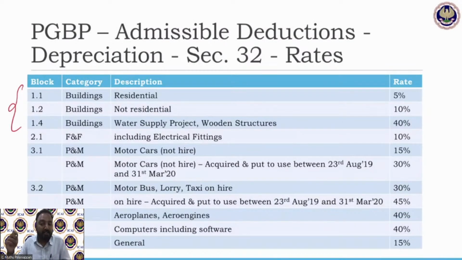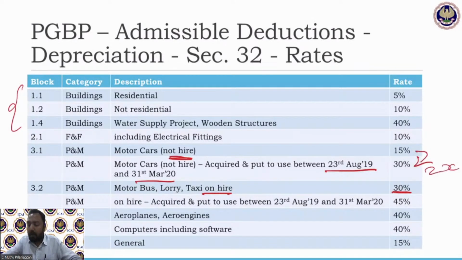Next is plant and machinery. Plant and machinery is also for cars. If it's a motor car whose business is not hiring, it is 15%. If it is in the business of hiring, it is 30%. If it is not in the business of hire and it has been purchased between 23rd August 19 and 31st March 2020, they are encouraging you to buy more cars. So they are letting you claim double. Instead of 15%, you are claiming 30%.